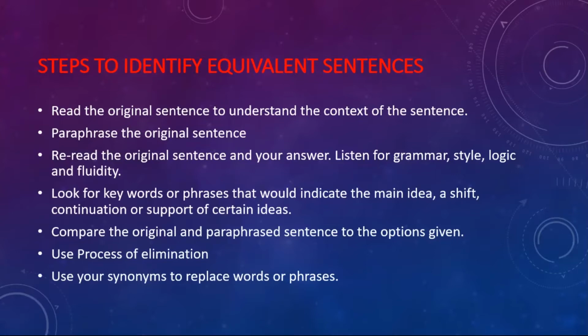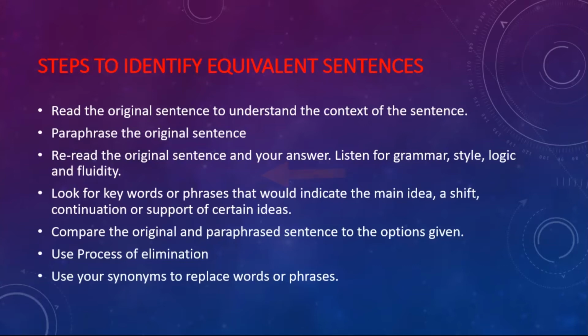Another step that you can use is learning how to paraphrase the original sentence. Remember that in paraphrasing, you are basically writing your own understanding of the sentence, but the context and meaning must remain the same. Remember also that when paraphrasing, the paraphrased sentence might sometimes be longer than the original sentence. When you paraphrase the original sentence, you are basically trying to get a better understanding of the original. And in paraphrasing, it makes it easier for you to find the equivalent of the original in the options given.